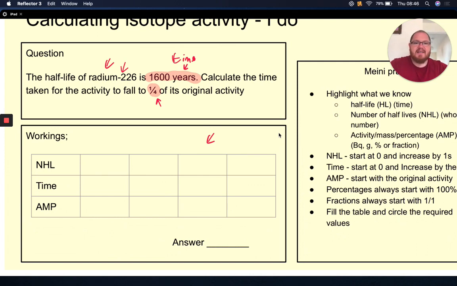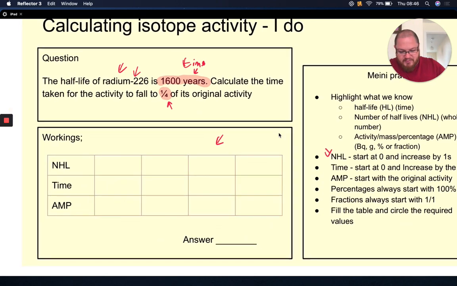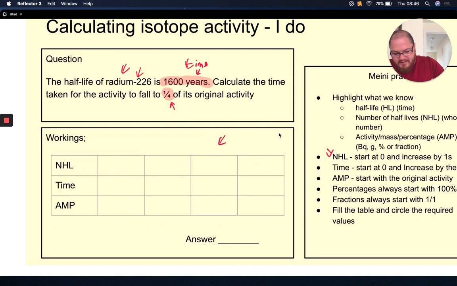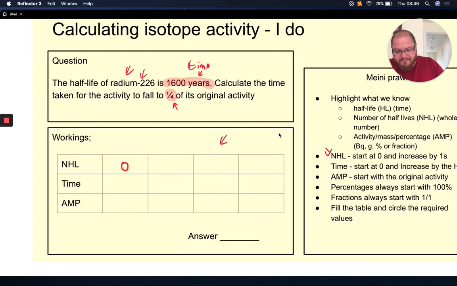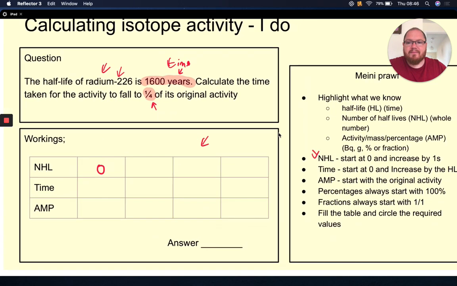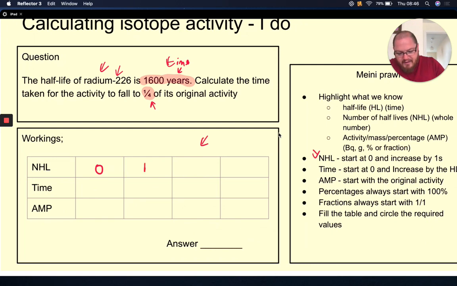So, back to the success criteria. It says there, your number of half-lives starts at 0 and then increases by 1s. And that makes sense, because if we were talking about half-lives, we can either have 1 half-life, 2 half-lives, 3 half-lives. At the start, I'm just going to zoom out slightly here so I can write, it's going to start at 0. So I've got 0 half-lives. And then I'm going to have 1 half-life, and then 2, and then 3. So it goes up in 1s, and that never changes.